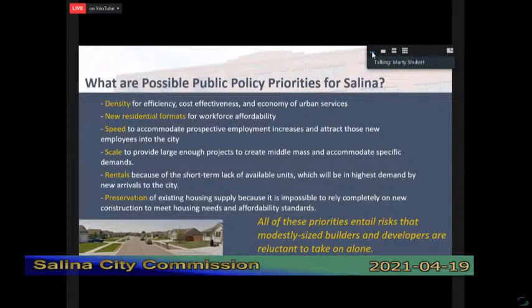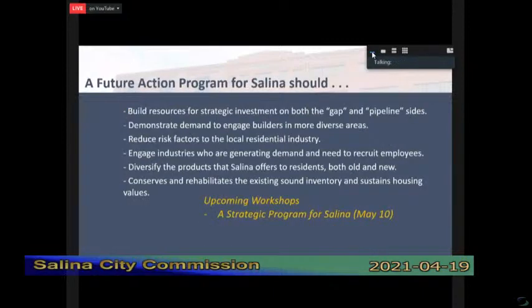We can never build ourselves out of an affordable housing problem solely by new construction, which then leads us into our conversation today. So our next slide, which would be the last slide from last meeting. Next one, there we go. Is basically, what do we do?